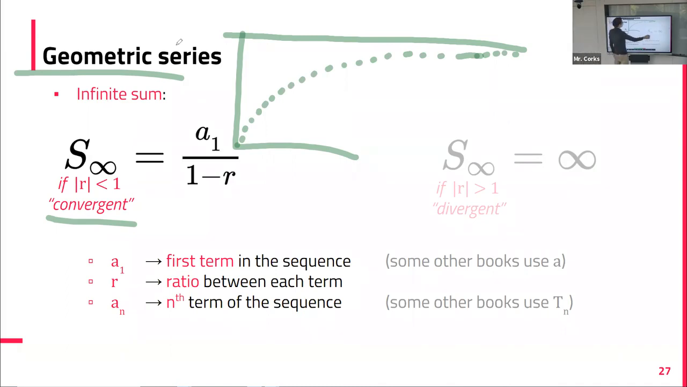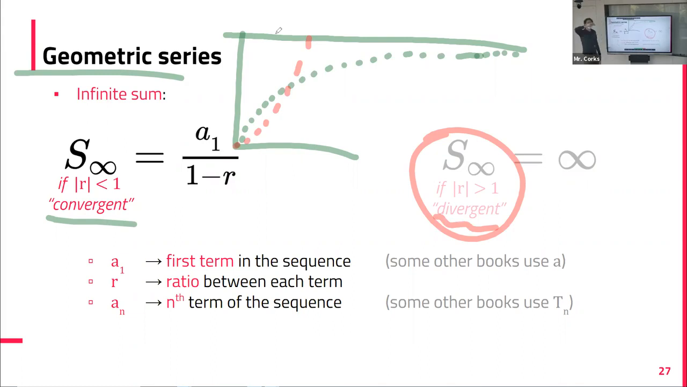If we have the other type here, if our R value is greater than 1, this is what we call a divergent series, because it doesn't approach anything. It just keeps going further and further away. So this would grow like this and would just shoot way up, and it doesn't ever approach any one number. It just grows to positive infinity or negative infinity.